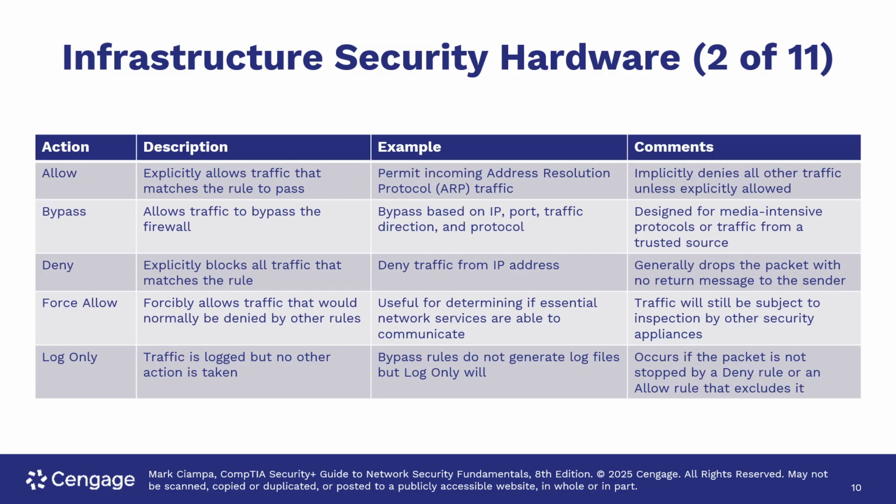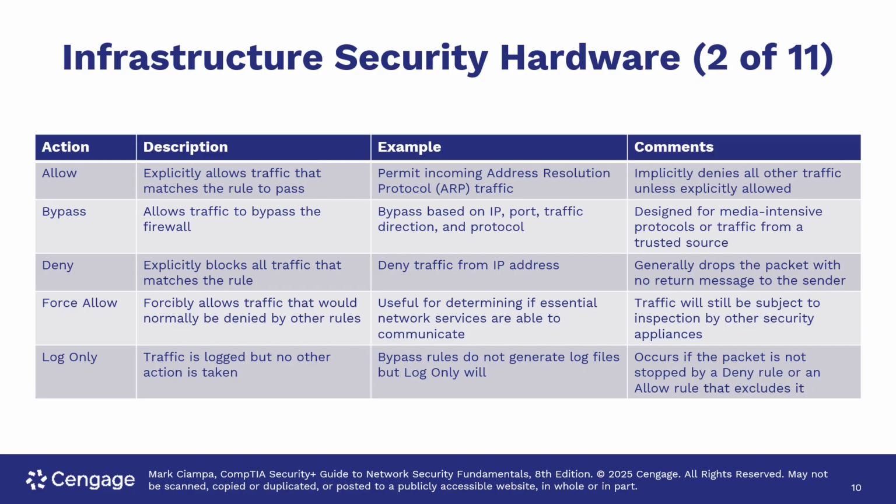Bypass allows the traffic to bypass a firewall. Generally, that's not a good idea and is not used. It may be based on an IP port or traffic direction or protocol, but generally you would probably further refine that. It'd have to be certain exceptions. An example of that would be the police cars on the turnpike, ambulance, fire. Those are specialized vehicles. They probably would be able to bypass through that gate or that firewall.